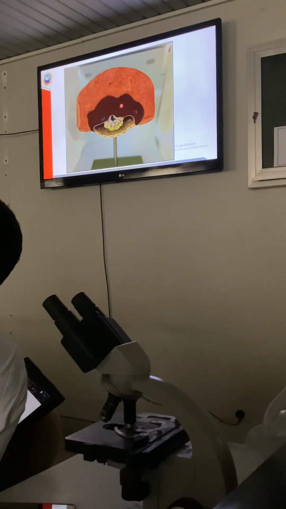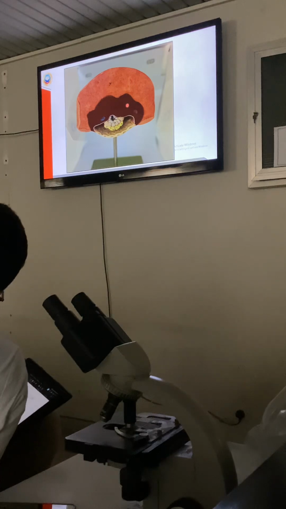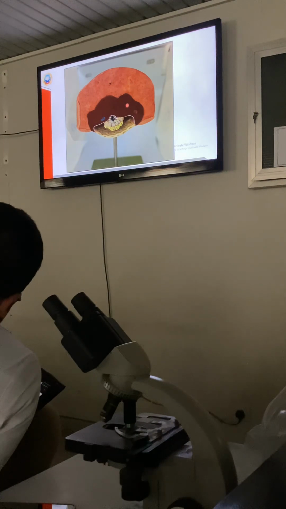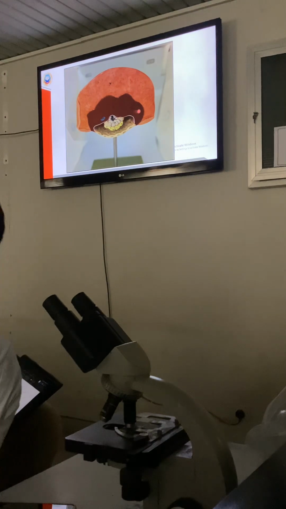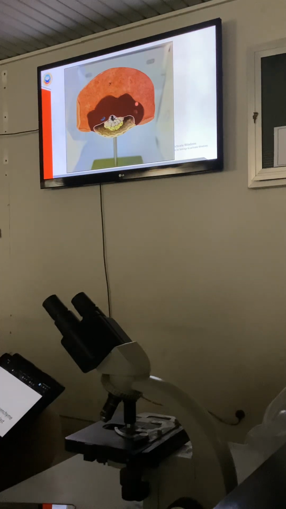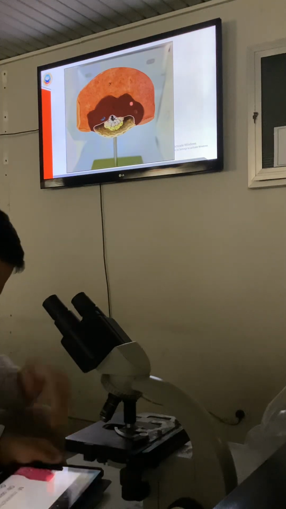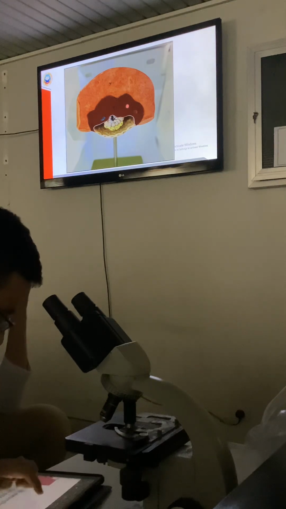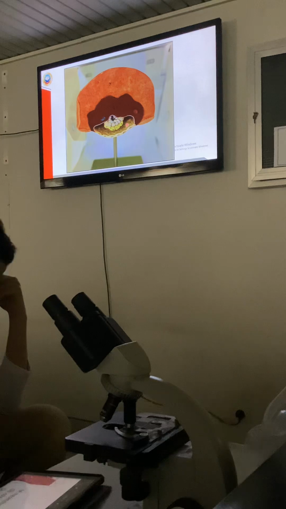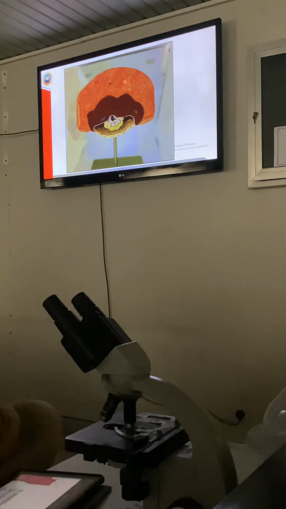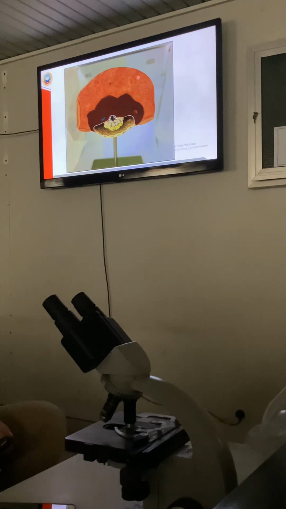The second layer is the syncytium, multinucleated, without mitotic divisions, and the region without boundaries. This is the blastocyst cavity, and this is the endometrium.